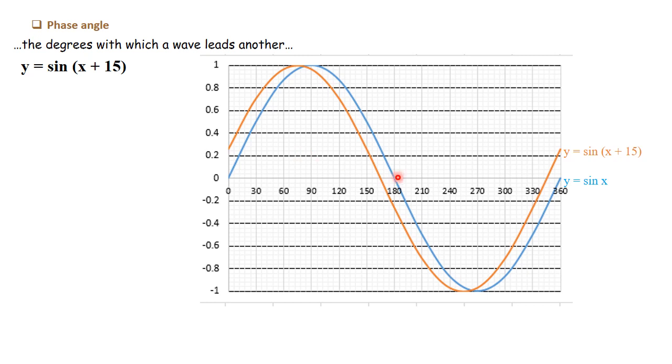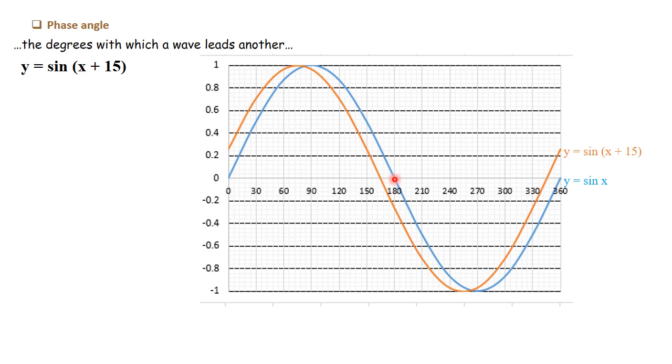Where do you think y equals sine in brackets x plus 15 is? When was the x value 0? It must be somewhere next here, where it is negative 15 degrees, or 15 degrees before the blue one. If you take another one, when the blue was at 180, equals 0, 180 and 0 degrees, it's at this point where I have the cursor.